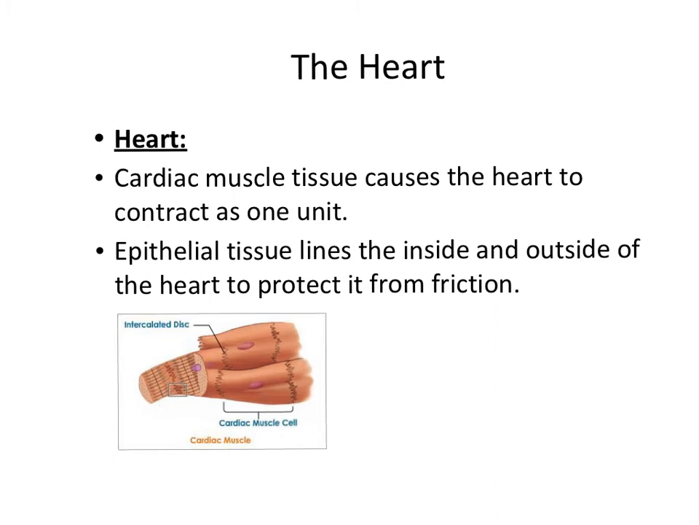And what this does is it allows the signal from one cell to the other to be transmitted very, very rapidly, which means these muscle cells are contracting as one big contraction. The time between individual cells contracting is very, very small. And the thing that actually initiates these contractions are the pacemaker cells. So not to forget our discussion about our tissues, we have epithelial tissue lining the inside and outside of the heart, just helping to protect it from all the friction that comes from that contraction.